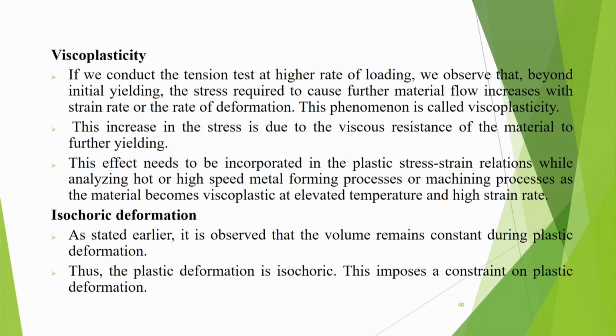Usually in the normal lab, we do the tensile test at a strain rate of something like 1 into 10 to the power minus 3 per second, which is very small. But in most other cases we can go, suppose, 10 per second, 100 per second, even 10 to the power 5, 10 to the power 6, 10 to the power 7. Suppose a bullet is hitting a target, then the strain rate can be very, very high. It may be of the order of 10 to the power 7 or 10 to the power 8 per second, depending on the speed of the bullet.